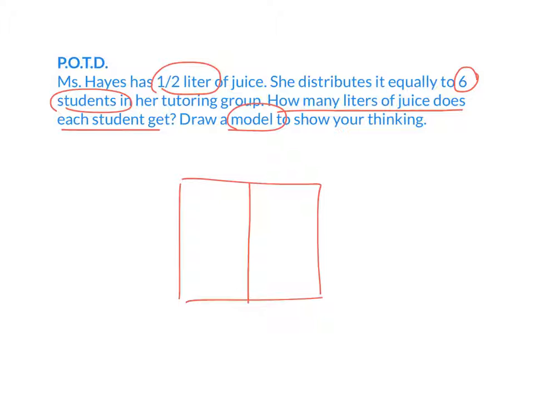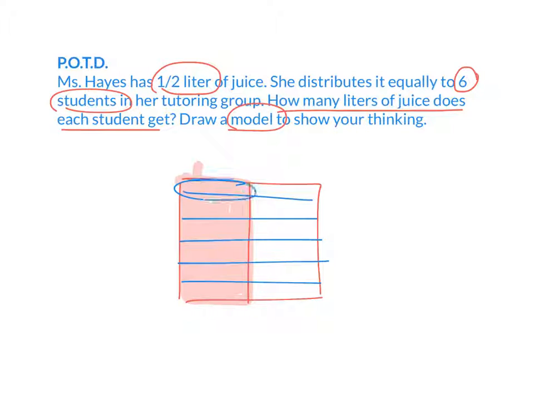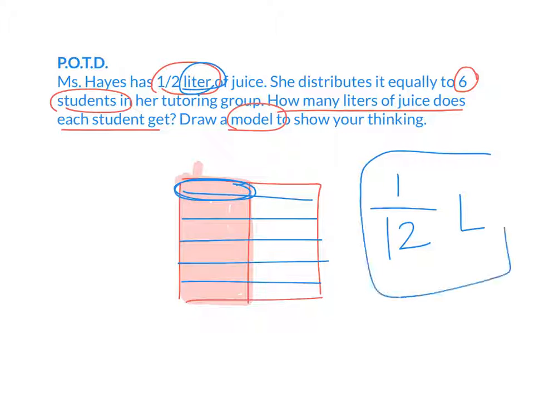So we're going to shade in half, and this is how you draw a model, remember? Okay. Now she wants to split this half into how many equal sized pieces? 6. So we need to split it into 6 pieces. Okay. Each student will get 1 piece out of a whole total of how many pieces? 12. So each student will get 1/12 of a liter. Very good.